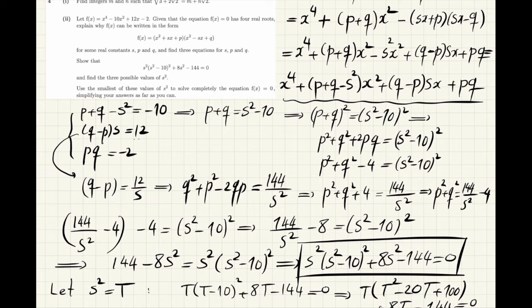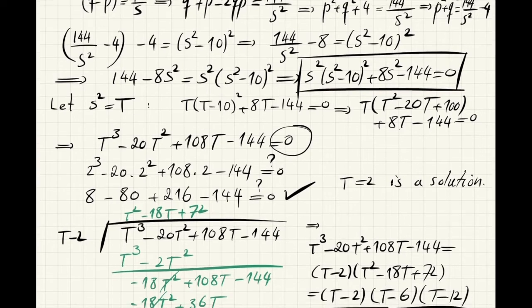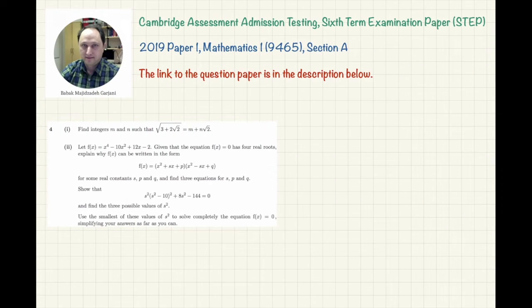And now the last part is to use the smallest of these values of s squared to solve completely the equation f of x equals 0, and simplify your answers as far as you can. Okay, so let me choose s squared. The smallest one is s squared equal to 2. Yes. Okay, so let me go to the next page. If s squared is 2, this means that s is plus or minus the square root.